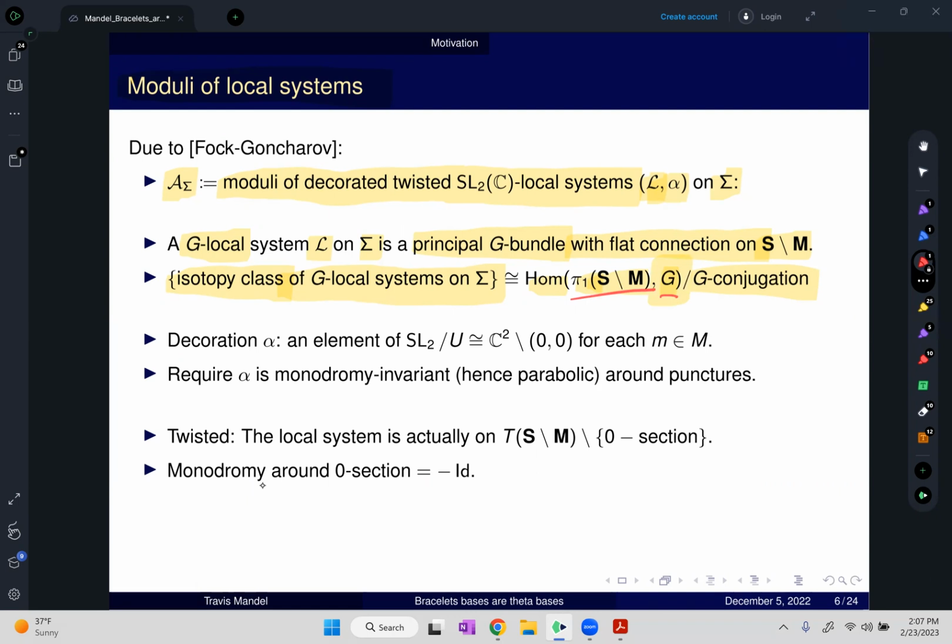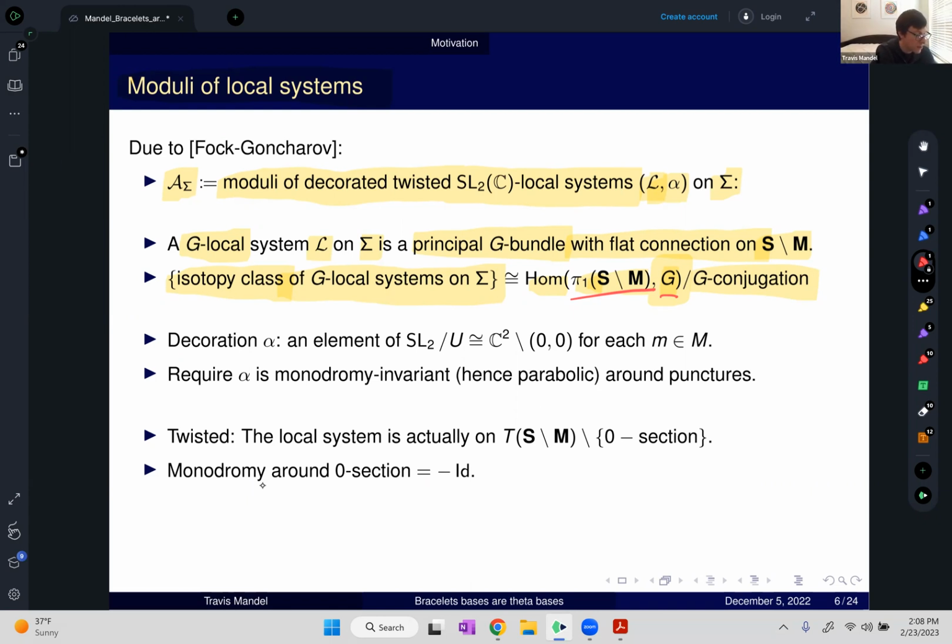By isotopic class, you mean isomorphism classes, presumably here, right? So yeah, I should have said isomorphism class. Yeah, that seems right. Thank you. Right. So that gives us this correspondence.